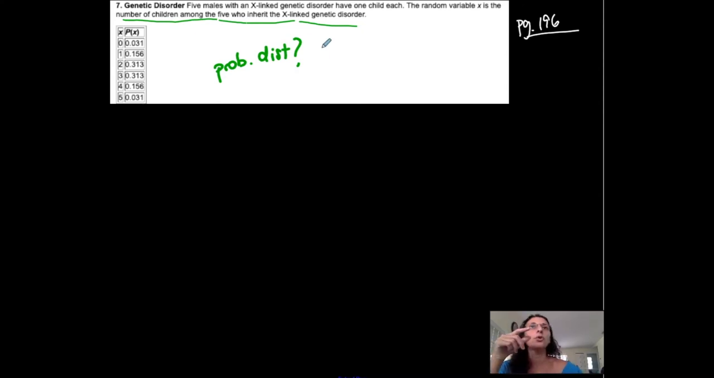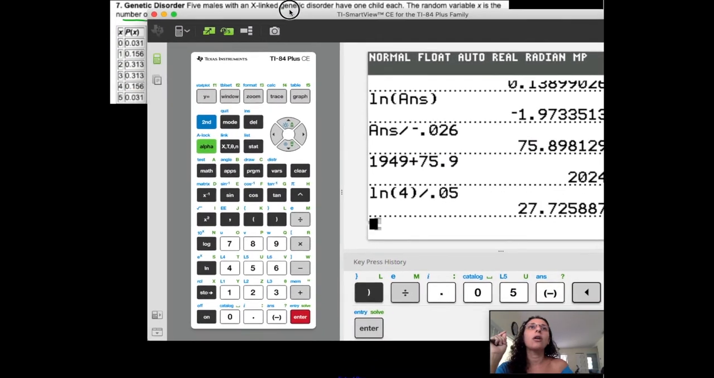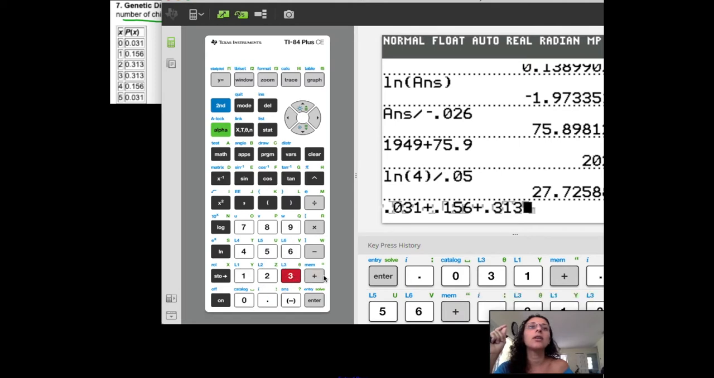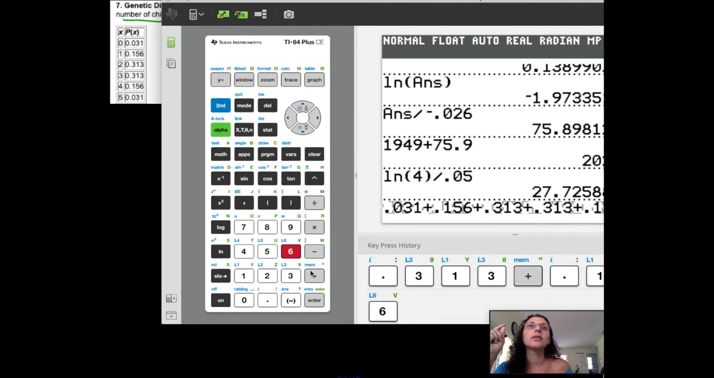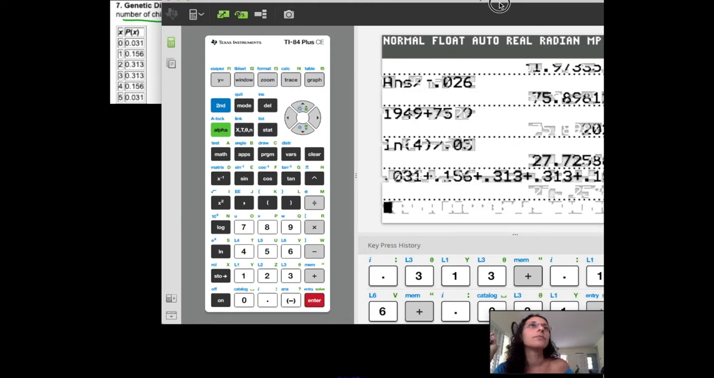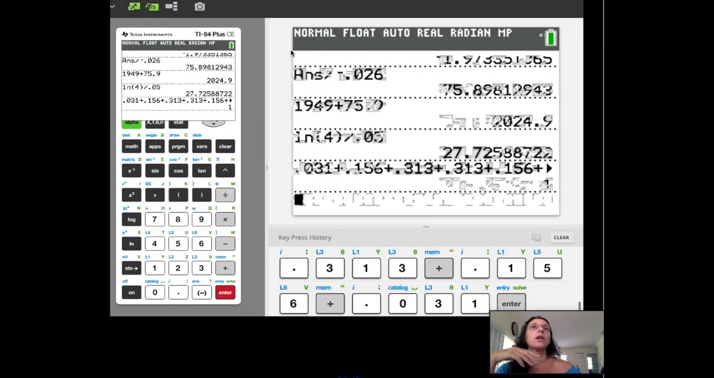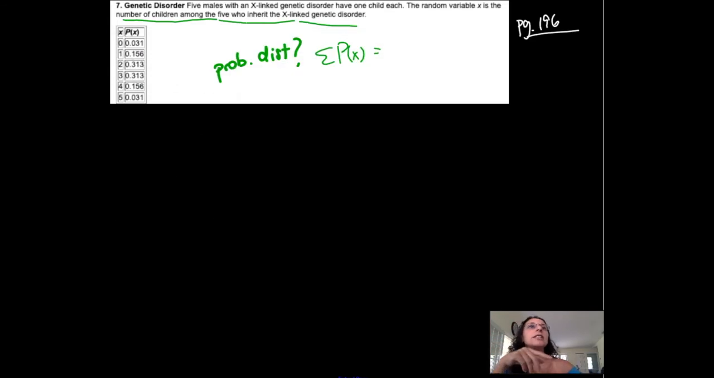My second question. What is the sum of the probability column? So if I add up my probability column, 0.031 plus 0.156. Let me see what you guys get if you want to go ahead of me. 0.313 plus 0.313 plus 0.156 plus 0.031. What do I get? I got 1. So the sum of the probability column is actually equal to 1.